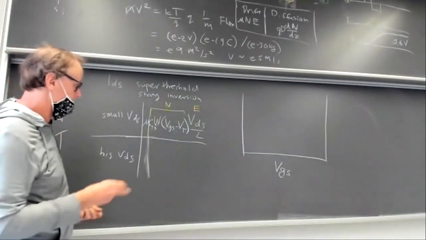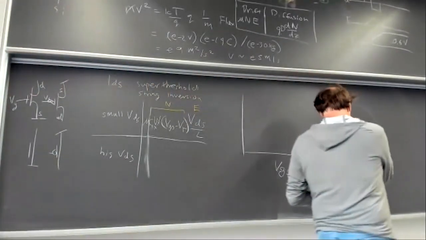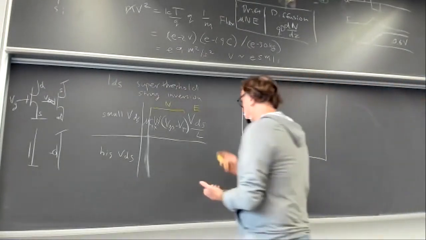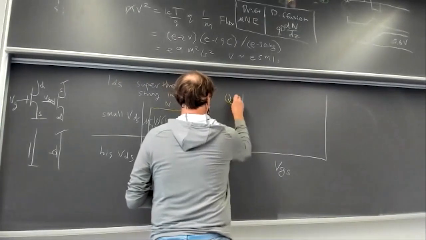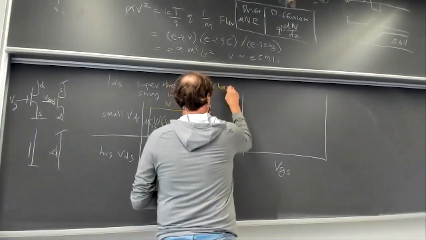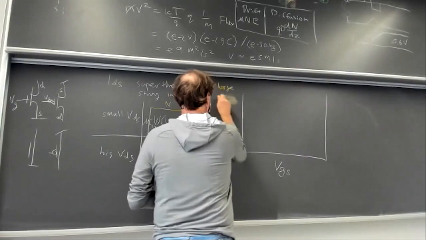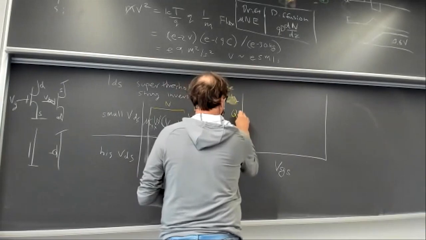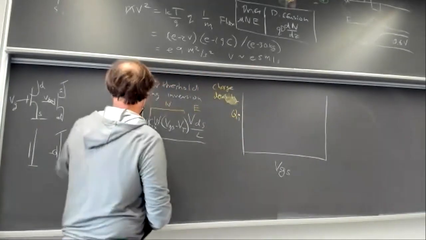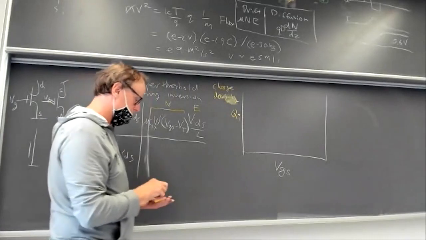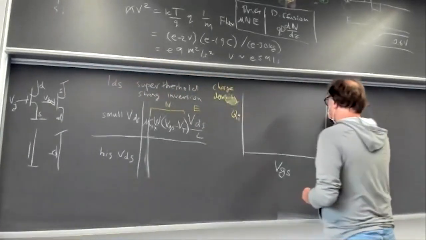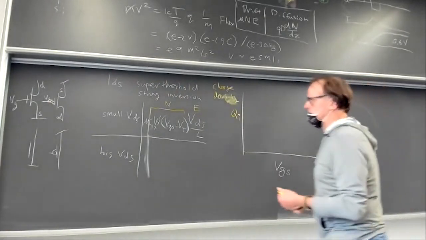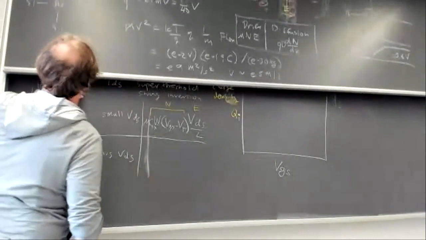Okay, so I need to draw the curve here. So this is a curve that I'm going to plot. On this axis here, I'll plot the charge density in the channel. Call that Q inversion. That's the inversion charge per unit area in the channel. And on this axis, I'll plot something you'll see a lot next week, which is the surface potential, psi S. Let me explain what that is.